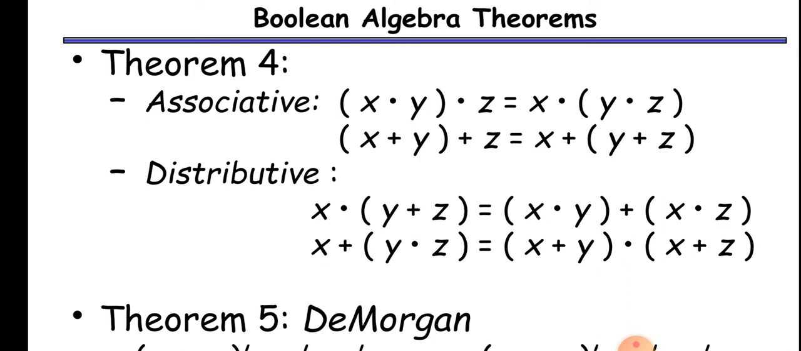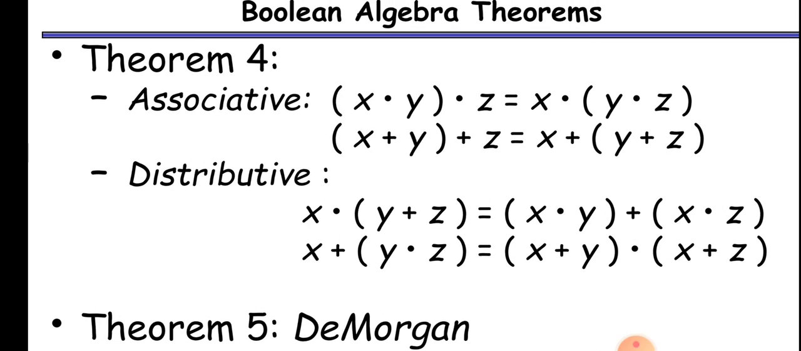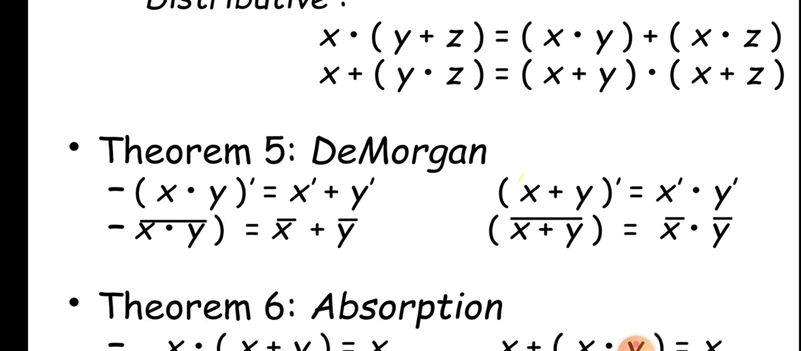Distributive law, you may have heard it in mathematics. So x dot y plus z equal to x into y plus x into z. That is the distributive law. Open the parenthesis and distribute the term: x into y plus x into z. Same for the ORing term, x plus y into z, that time x plus y into x plus z. So just practice writing this distributive law. Once you practice, you will memorize it.